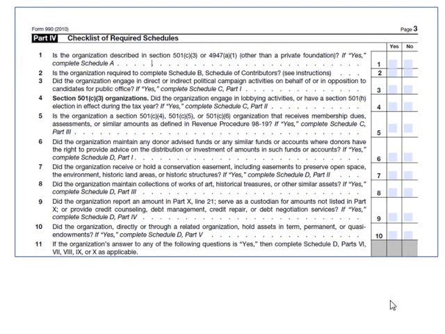Part 4 of the 990 is a checklist of required schedules. It's actually 2 pages long, so I'm not going to go over everything that's there, but I do want to point out a few things that people find interesting or could be particularly informative.